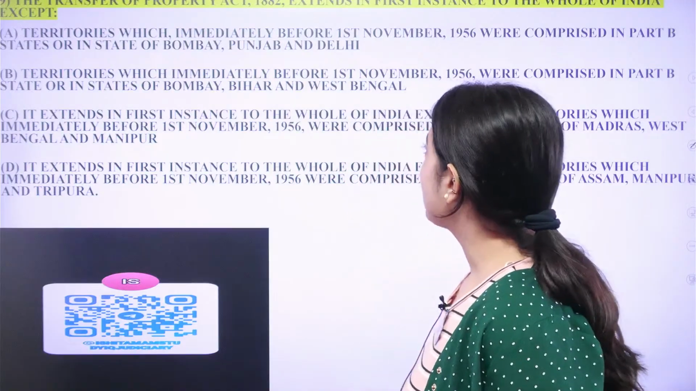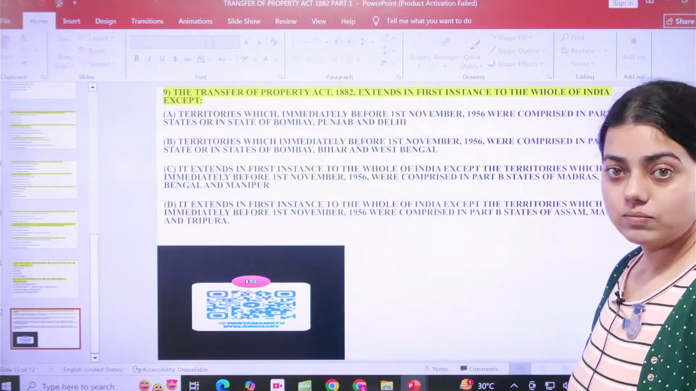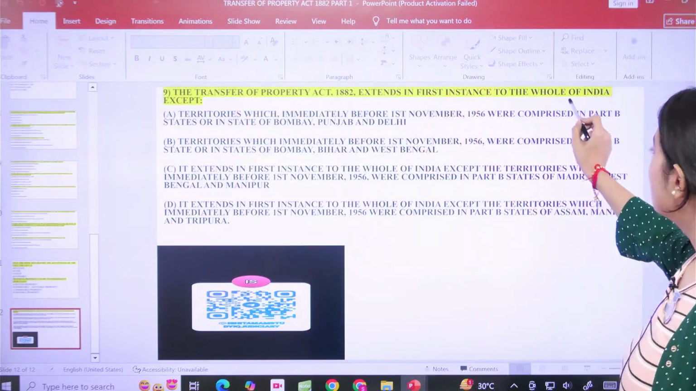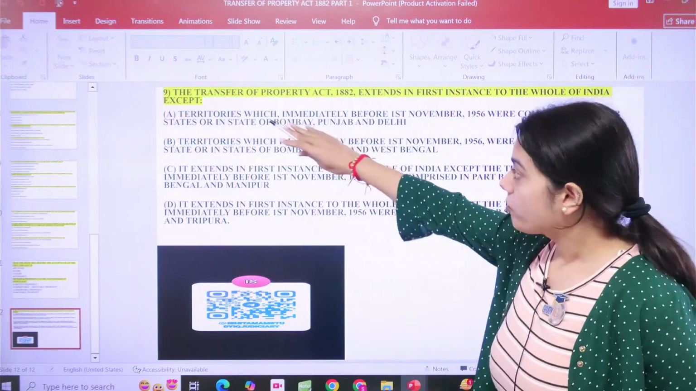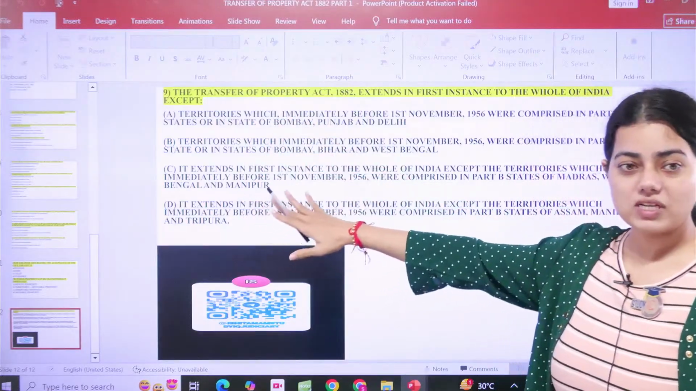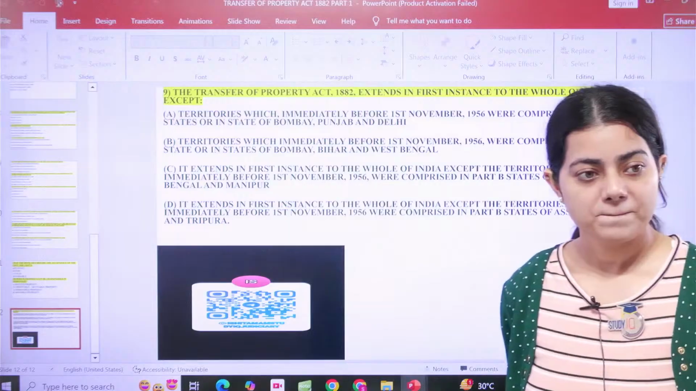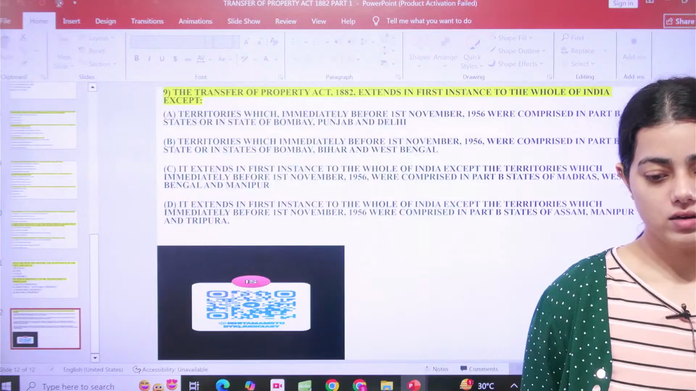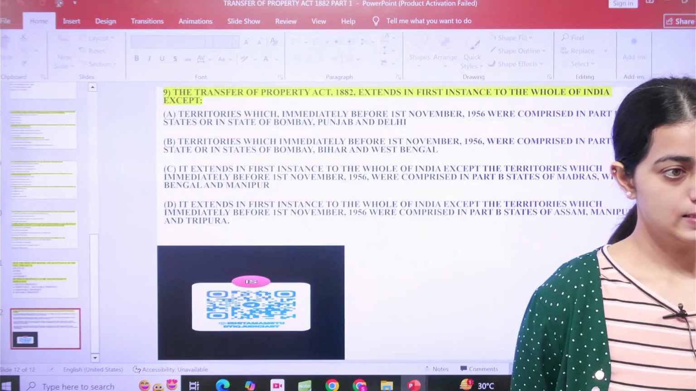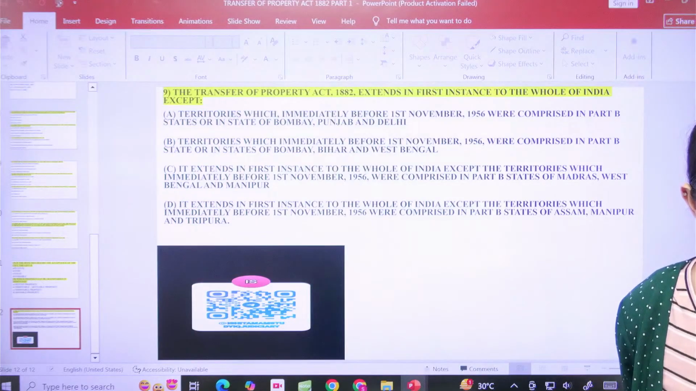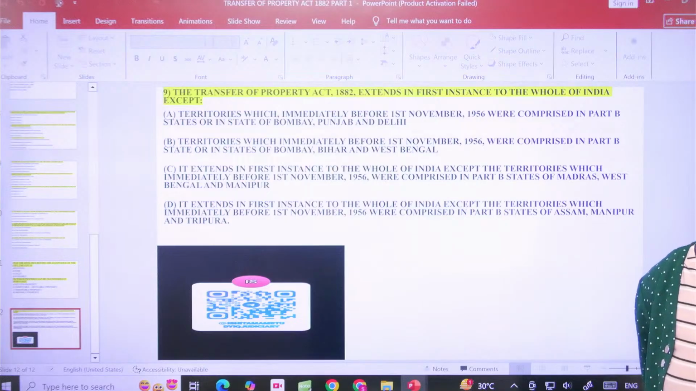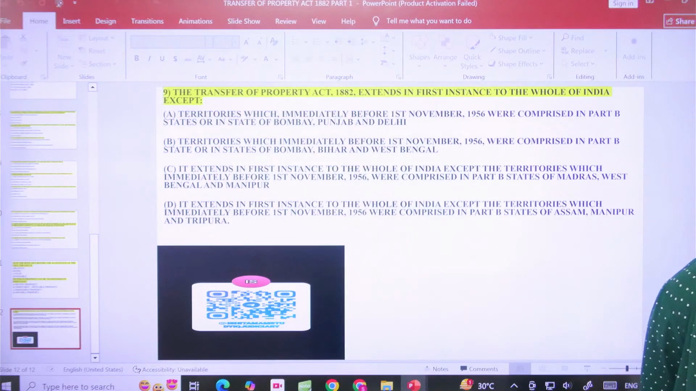The Transfer of Property Act 1882. Wait, I hope now you can see. The Transfer of Property Act extends in first instance to the whole of India except option number A, option number B, option number D. Are you able to see these questions? Are you able to see these options? Just let me know. Question number 9. I think you are able to see. Just answer it. Take your time and answer it correctly.